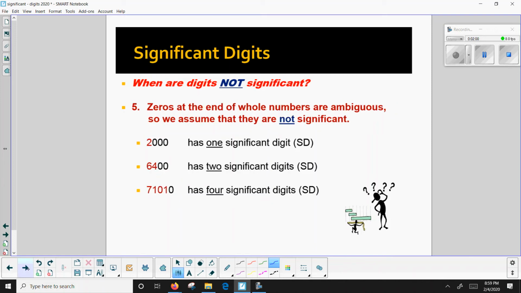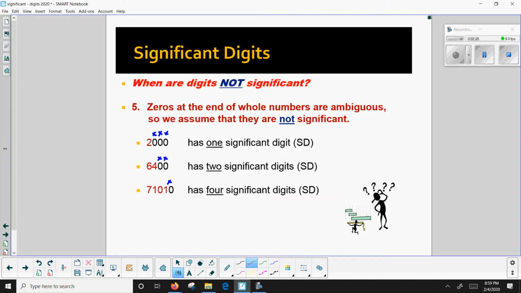Now, other measurements are a bit more obvious in terms of the amount of significant digits. So for example, if I've got zeros at the end of whole numbers, they're ambiguous. We don't know if they're good parts of the measurement or not. So we assume that they're not good parts. We assume that they're not significant. So these zeros here at the end of these whole numbers are just pushing the decimal place over as well. So these are all not good parts of the measurement.